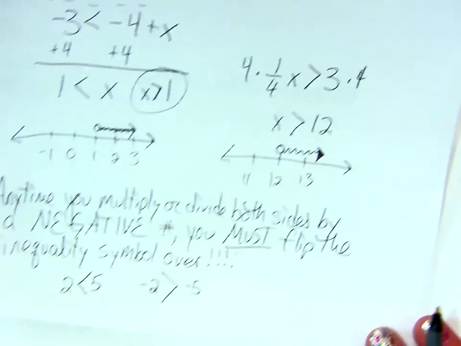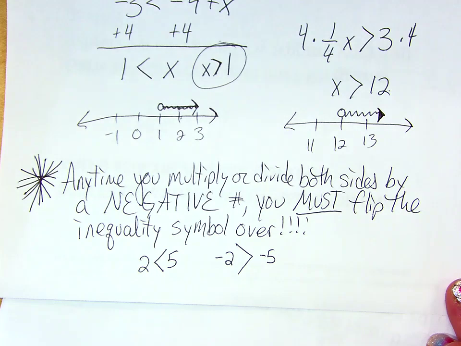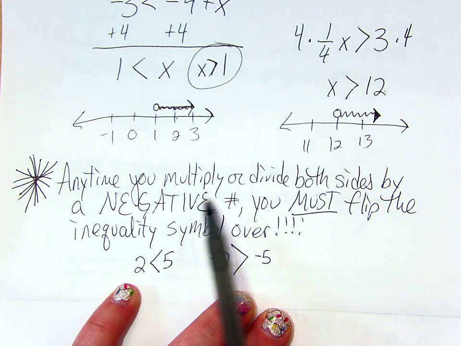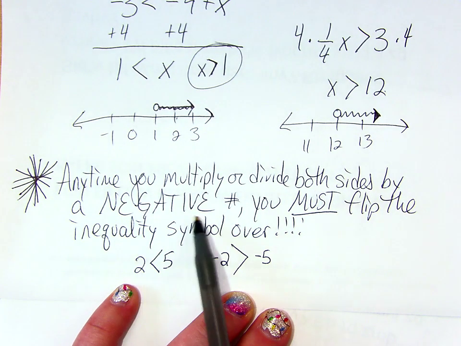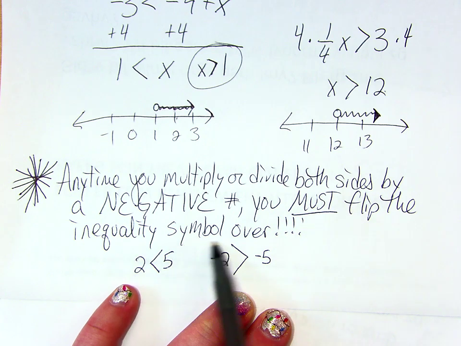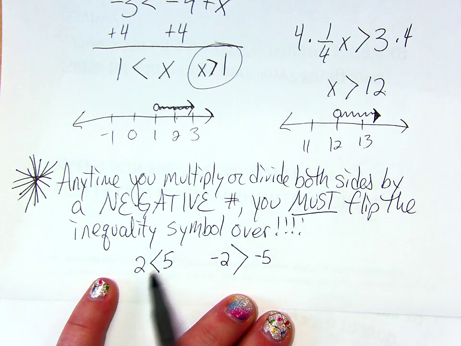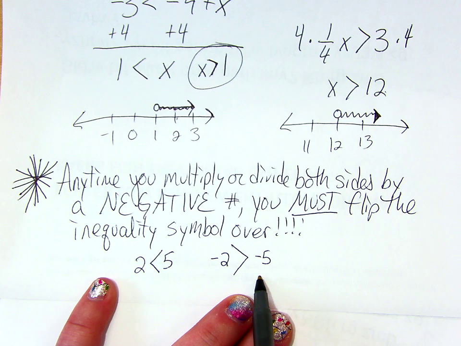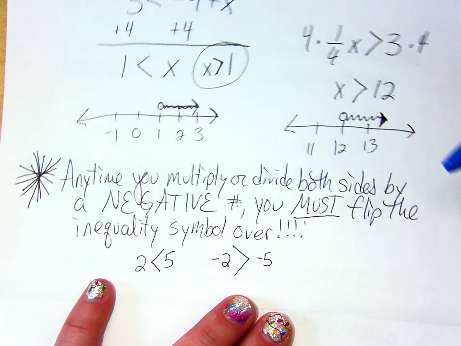And then, very, very important bit of information. Anytime you multiply or divide both sides by a negative number, you must flip the inequality symbol over. So we talked about how in negative land, everything is opposite. So normally 2 is less than 5, but in negative land, -2 is greater than -5.